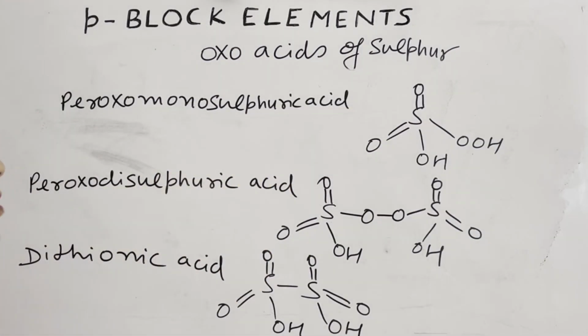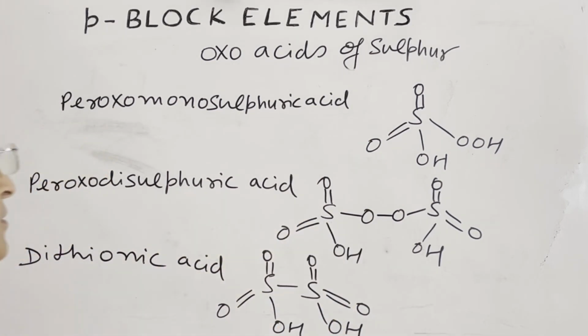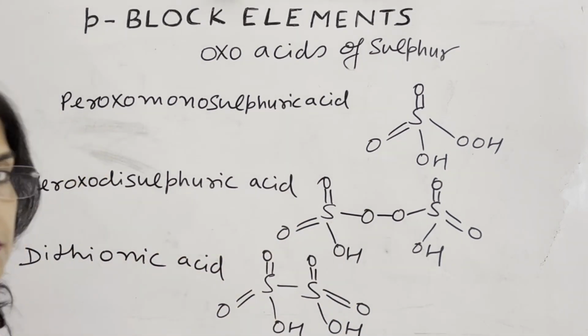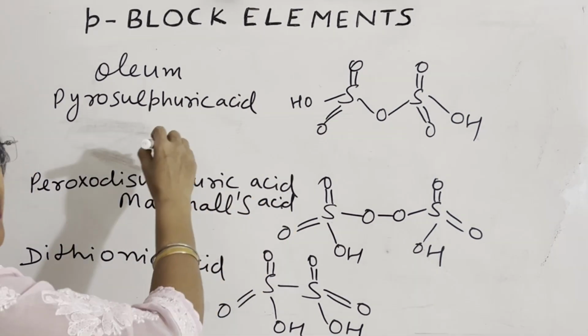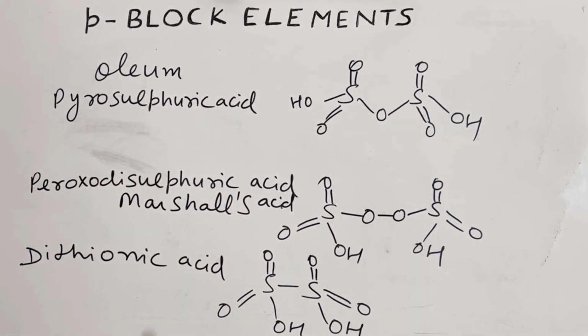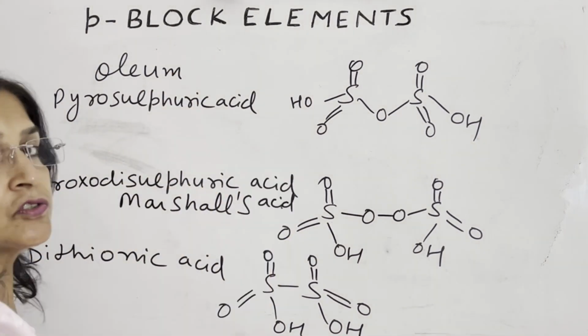Next is peroxo monosulfuric acid. This is the structure. Peroxo disulfuric acid, and this is dithionic acid. Peroxo disulfuric acid is also called Marshall's acid. And this is the next oxo acid of sulfur, pyrosulfuric acid. This is also called oleum. And this is the structure of oleum.